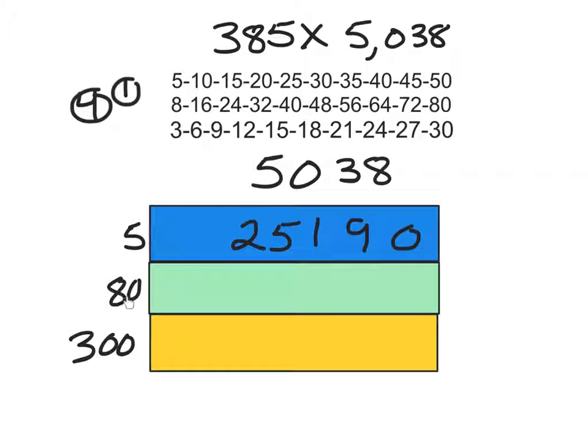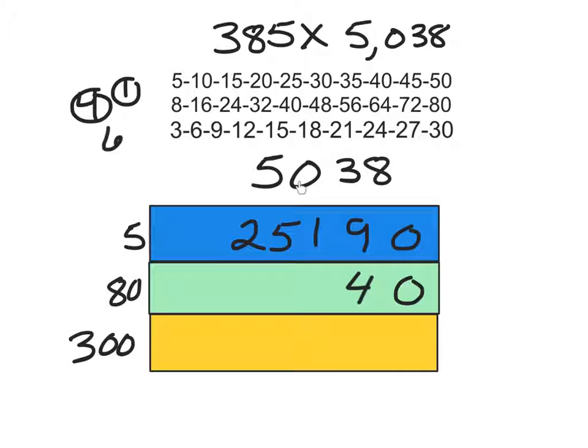Superb. Let's drop down here to the 80, and I'm going to start with the 0. 0 times any number, in this case 5,038, will give you 0. So drop that 0, and now let's go here with the 8. 8 times 8. 1, 2, 3, 4, 5, 6, 7, and 8 gives you 64. I'm going to drop the 4 and carry the 6. Drop that 4, carry that 6, and move along.